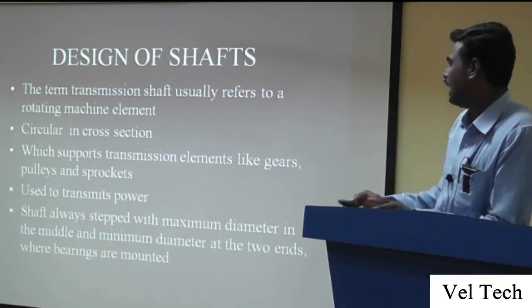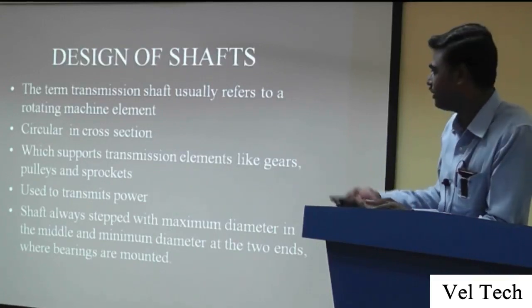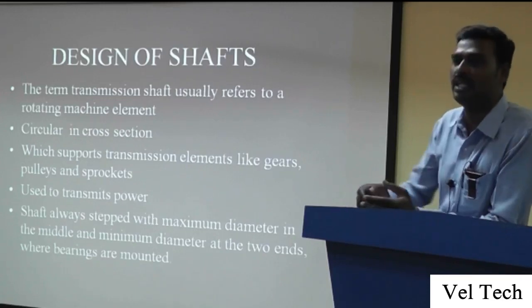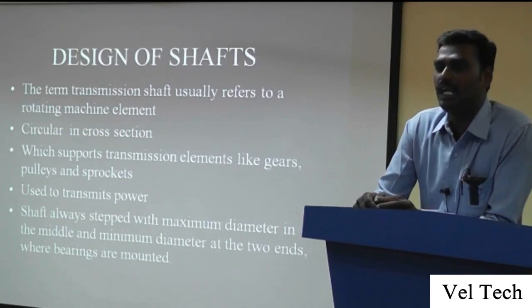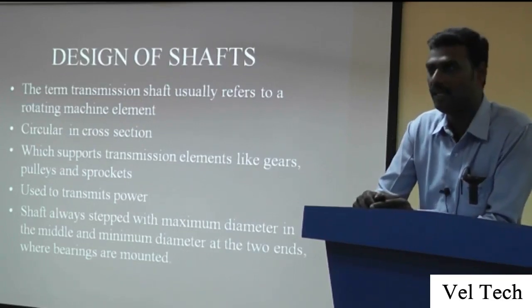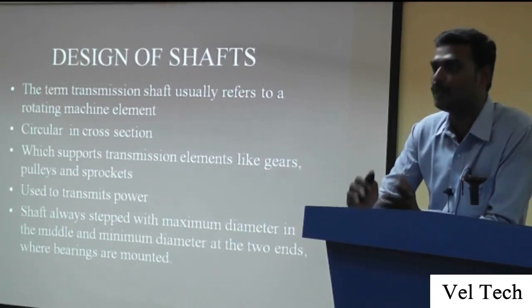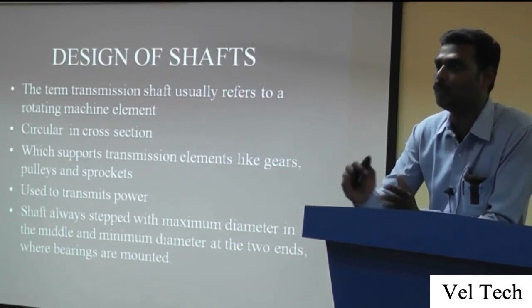Place to another place, some additional machine elements like pulley, sprocket and gears are mounted on the shaft. Bearings are mounted on the shaft. Usually shafts up to 5 meter length are only available, so after that we have to use a coupling. By using coupling, or you have to mount with the what? Bearing. So other machine elements like bearing, sprocket, gears are mounted on the shaft.